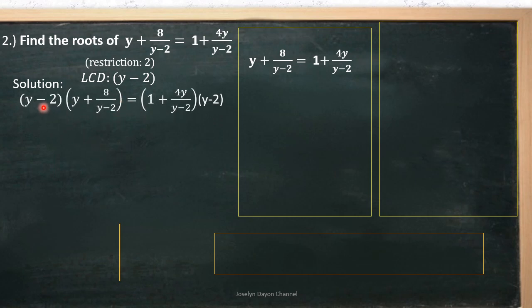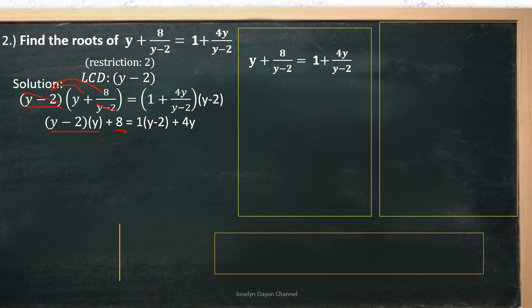Okay, so quantity of y minus 2 times y plus 8 over y minus 2 is equal to 1 plus 4y over y minus 2 times y minus 2. And our answer is, we have this. So once we multiply quantity of y minus 2 times y, of course, the answer is quantity of y minus 2 times y. Next, we have to multiply quantity of y minus 2 by 8 over y minus 2. We can divide common factors, quantity of y minus 2 and quantity of y minus 2. So what is left is only 8.